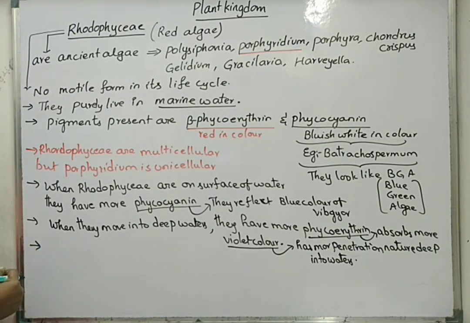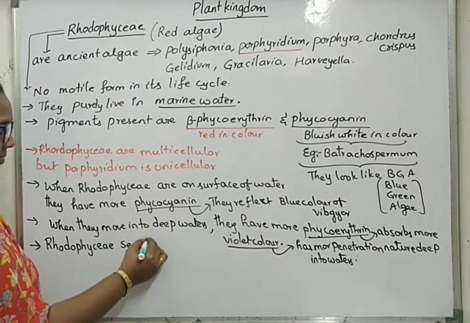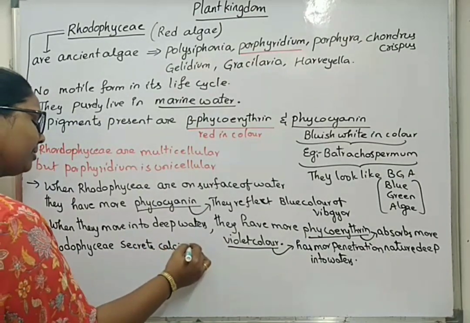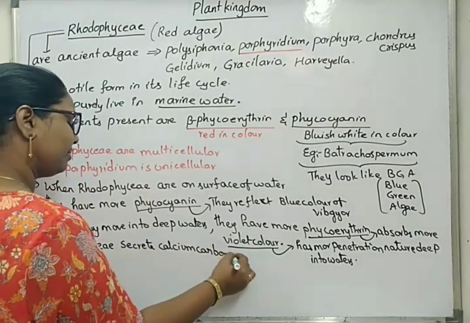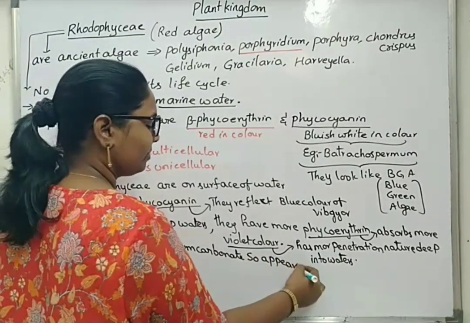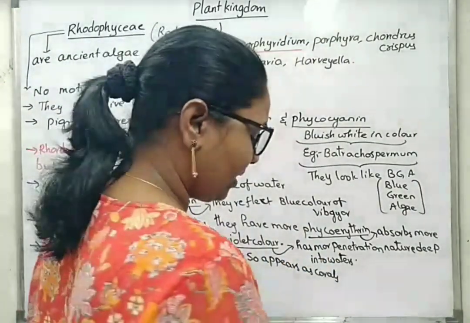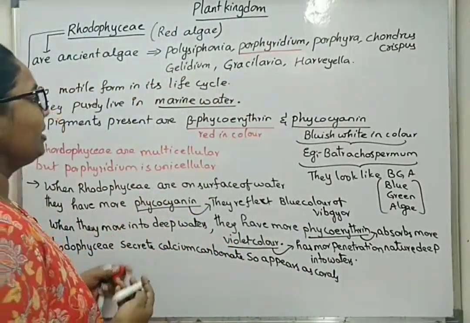Next, these red algae also secrete and deposit calcium carbonate. Sometimes, because of that, they appear as corals. Here we forgot one important point: we have to read about its structure.